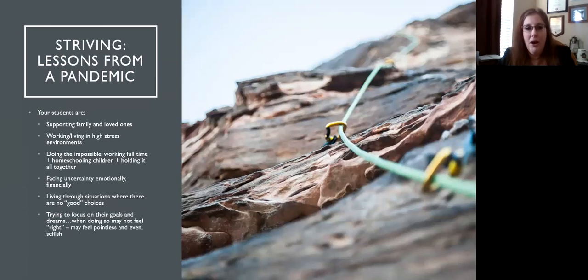So what are they doing? Well, especially in this pandemic, what we have found is that all those challenges that our striver students normally deal with have been heightened during the pandemic. Everything we know about them is 10 times more true now. So they are supporting their family and loved ones, working and living in very high stress environments, doing the impossible. They're working full time. They're homeschooling their children at home, being frustrated with Zoom and e-learning. And yet they're somehow holding it all together, but it's a very fragile piece from their perspective, because they're facing uncertainty emotionally, financially, maybe in their relationships because of all this stress.